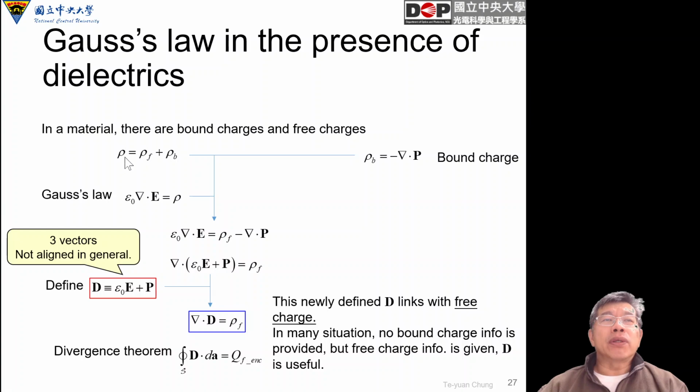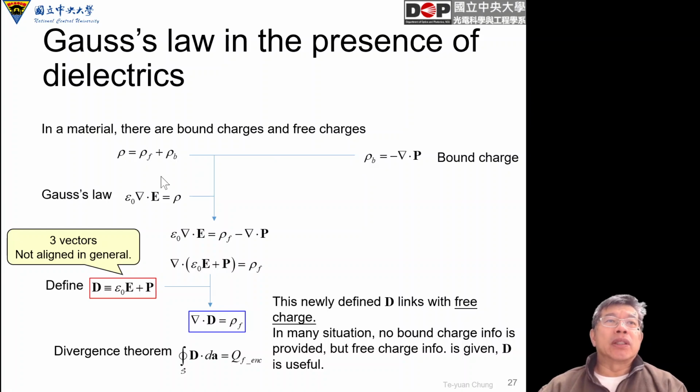So the total volume charge density equals the free charge part plus the bound charge part. So we have to consider the bound charge, and for the bound charge, we use the polarization of the material, taking the divergence and a negative sign. We have the bound charge part.